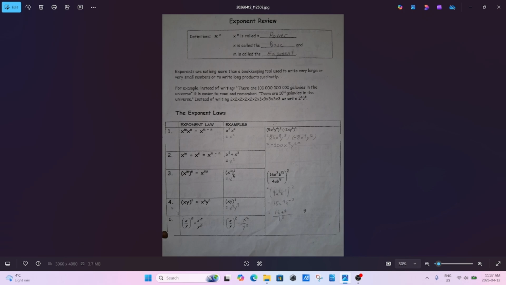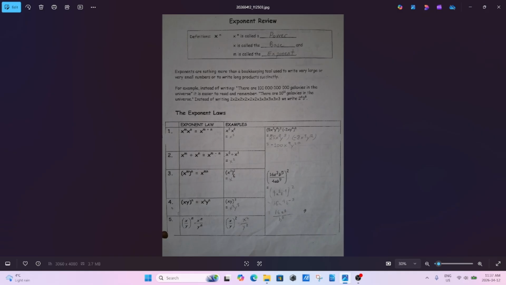100,000,000,000,000,000,000 galaxies in the universe, it is easier to read and remember there are 10 to the exponent 11 galaxies in the universe. Instead of writing 2 times 2 times 2 times 2 times 2 times 2 times 3 times 3 times 3 times 3 times 3, we write 2 to the exponent 6 times 3 to the exponent 5.